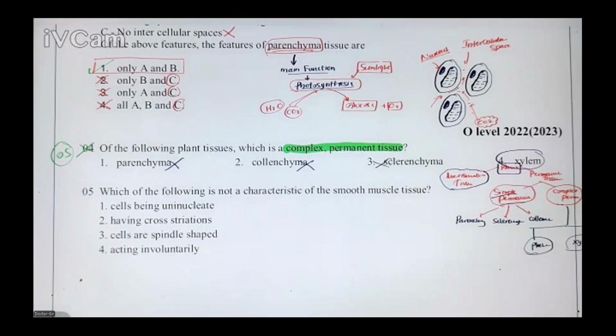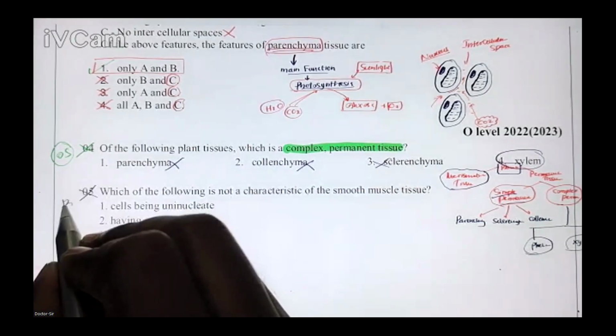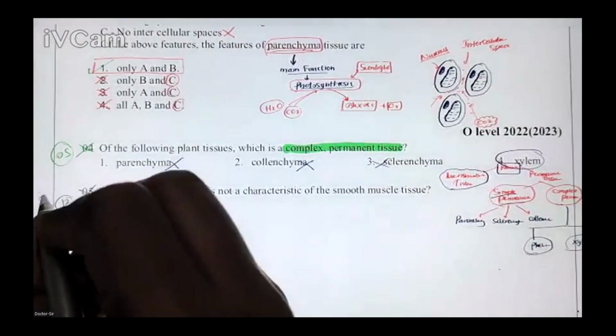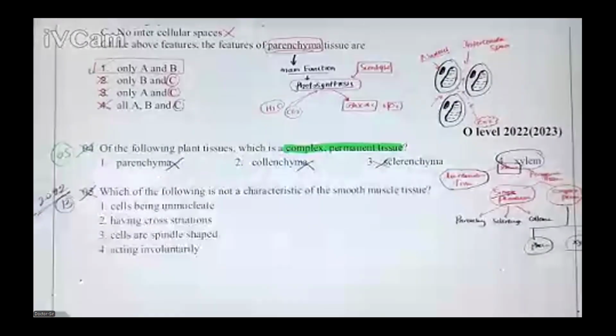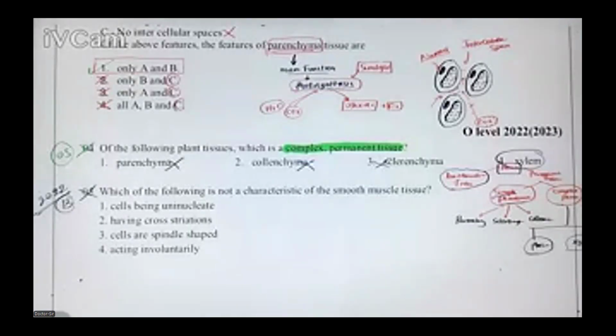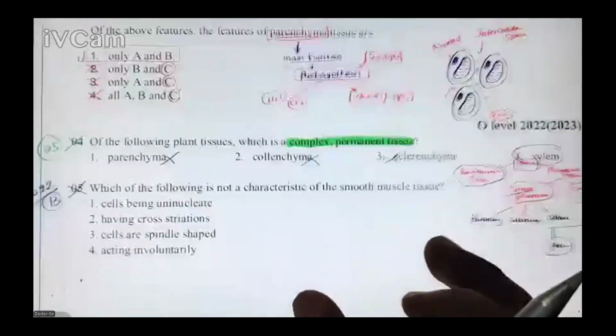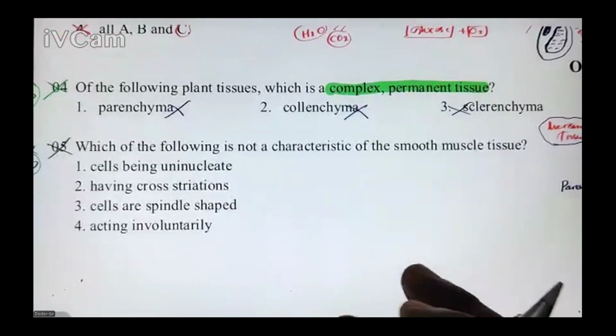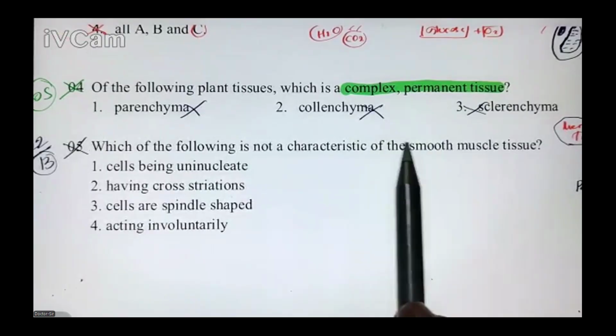So what is the correct answer of that question? Question number 13 in your paper. Okay, not the 5, this is my order number. So question number 13 in 2022. Now tell me the answers. Initially we discussed a question, the first question I already discussed. Smooth muscle tissue. What are the characteristic features of smooth muscle tissue?